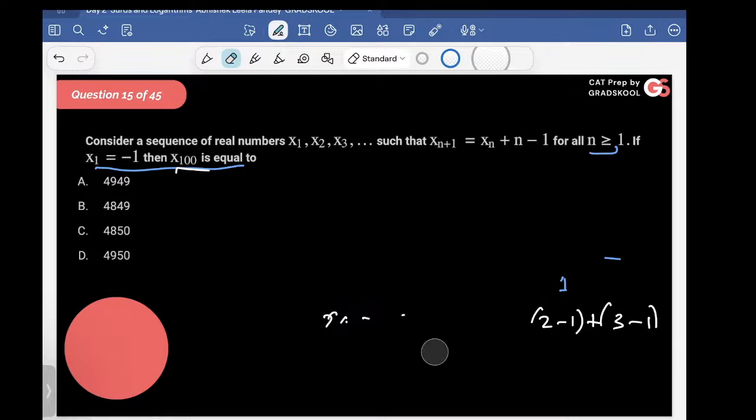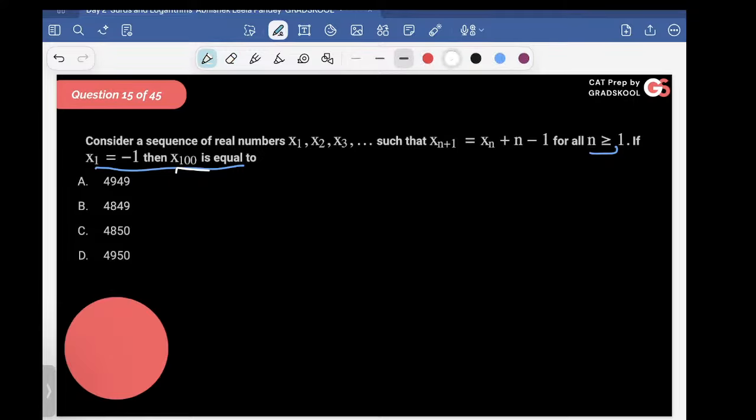Probably this won't click to you in the real exam, or would it? शायद ना करे क्लिक. तो क्या करेंगे? जो नॉर्मल लोग करते हैं, यहाँ पे 1 put करेंगे, they will get x2 is equal to x1 plus 1 minus 1, which means x2 and x1 are equal, so x2 will be -1. Then they will try to put x3.